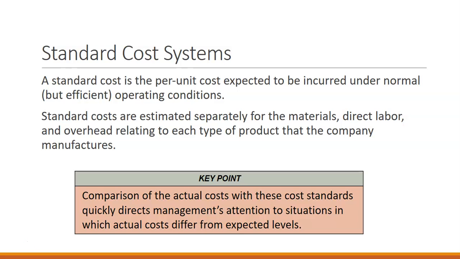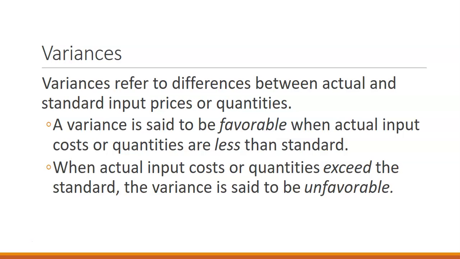We compare our actual costs with our standard costs and our budgeted information to show us if there are any issues in our operations. So we're going to be looking at variance analysis in this chapter. Variance is the difference between our actual and standard input. So it's favorable when our actual costs or quantities are less than standard, and unfavorable when our actual costs and quantities exceed that standard.